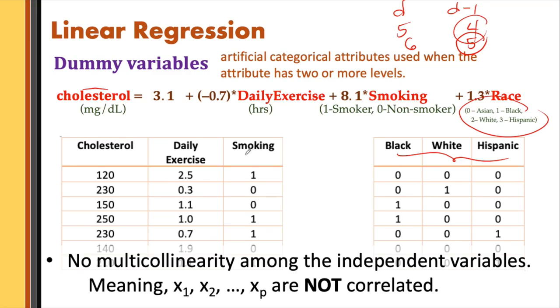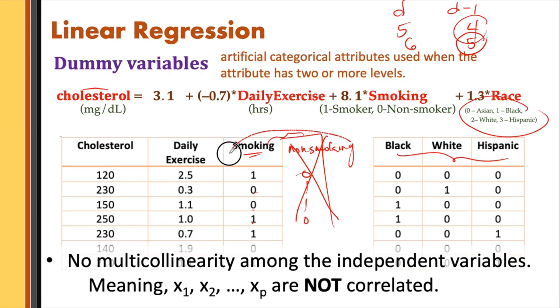Actually, when you take a look at smoking, we may have smoking here and another column for non-smoking. If this is 1, this is 0. If this is 0, this is 1. If this is 0, this is 1. If this is 1, this is 0. They are dependent on each other. That's why we do not display it anymore. So in this case, you have 2 levels of this categorical variable, but we only include one of them.